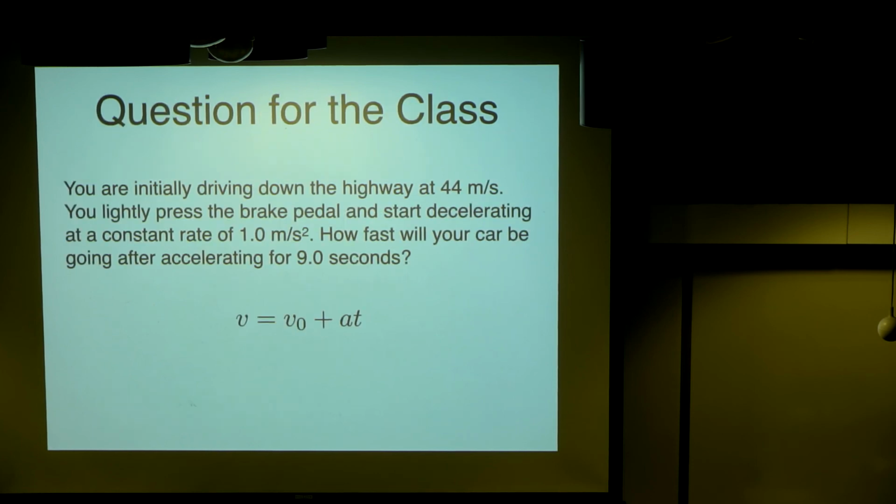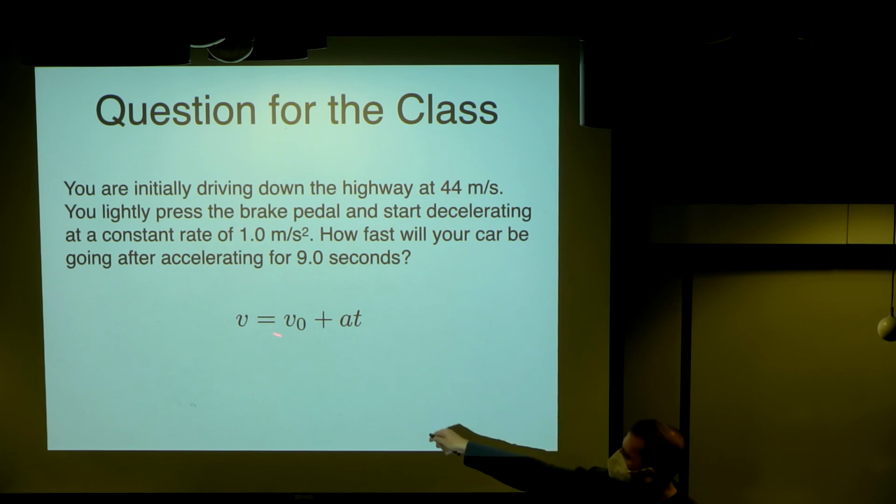I'm gonna start with a pretty simple one, okay? In this example, you are initially driving down the highway at 44 meters per second, and you lightly press on the brake pedal to start decelerating at a constant rate of 1 meter per second squared. The question here is, how fast will your car be going after basically 9 seconds have passed, okay? So you start at this speed, you brake for 9 seconds, how fast are you going after?